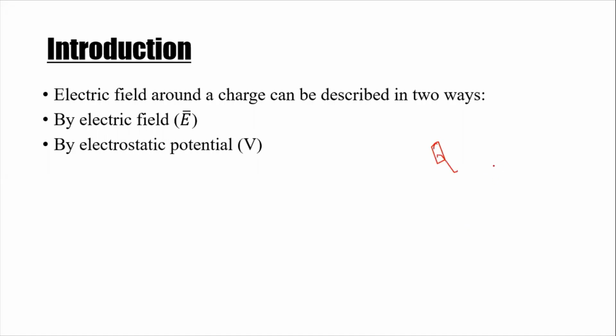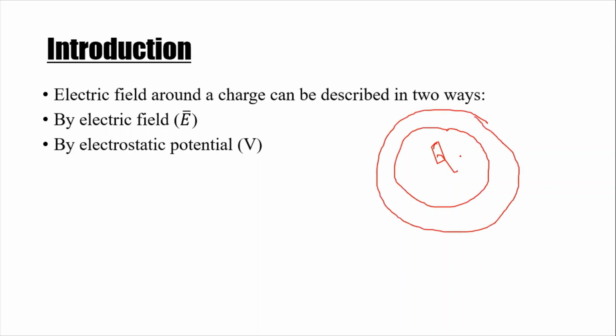So when we describe a charge, there is a region in which the field can be experienced. This region surrounding the charge is called the electric field. The electric field around a charge can be described in two ways. The first way is by expressing the field strength: how close, how intense the field is. And as it goes far away, the field becomes weaker.